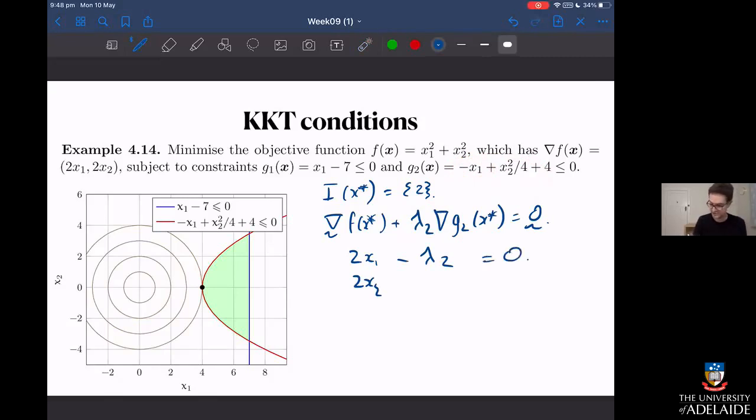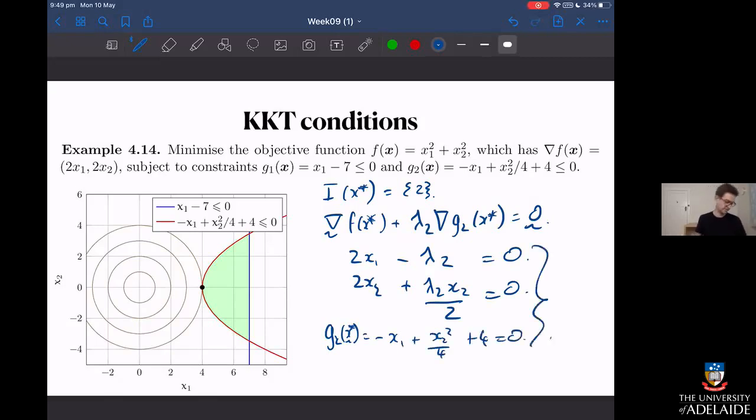And then differentiating G2 with respect to x2 is going to give me x2 over 2. And then I've got to multiply that by lambda 2. So here I'm going to get lambda 2 x2 divided by 2 is equal to 0. So that's the KKT equations. I've also got G2 equal to 0, so negative x1 plus x2 squared over 4 plus 4 is equal to 0, because I'm on the boundary there.